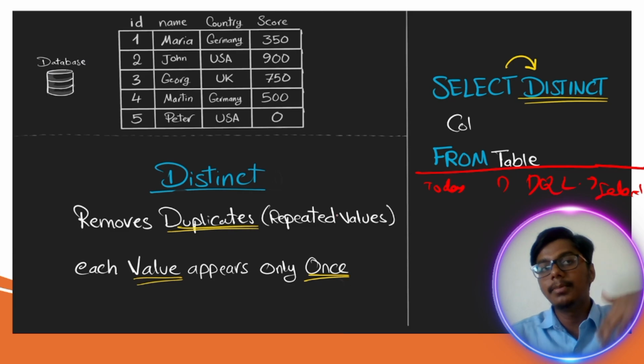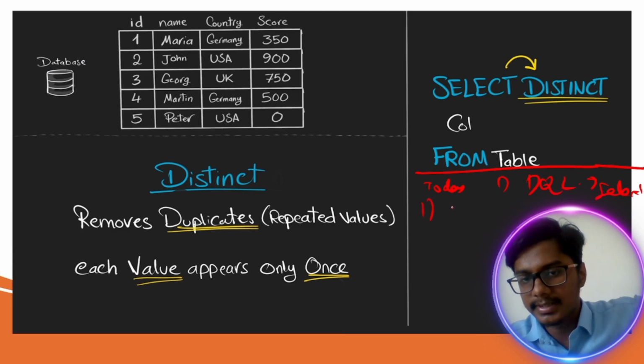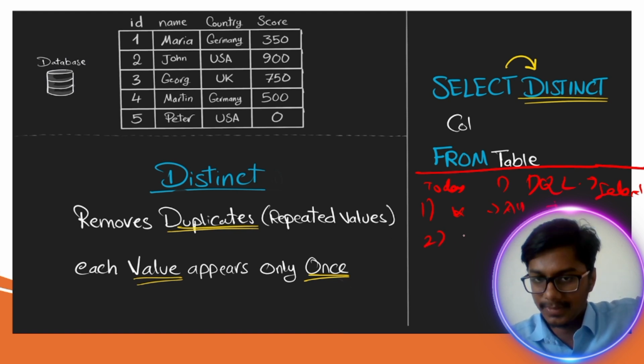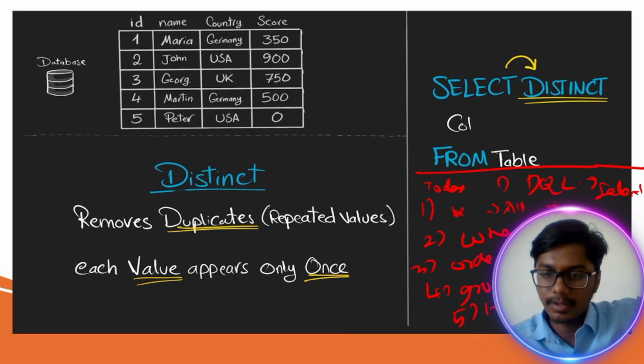So how can we use the select command efficiently? First, we discuss how to retrieve all the columns and individual columns. Later we discuss where, third order by, fourth group by, fifth having, and sixth now we are discussing distinct.